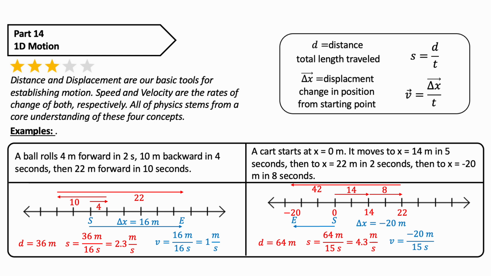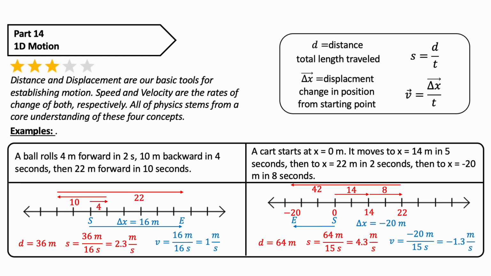And then lastly, for velocity, we do our displacement over our time. It's the exact same time, but now it's negative 20 over 15. So that simplifies to negative 1.3 meters per second, or again, 1.3 meters per second backwards. Okay, so a lot of part 14 is just sketching out this motion and then putting all of the pieces together to get the distance, displacement, speed, and velocity.